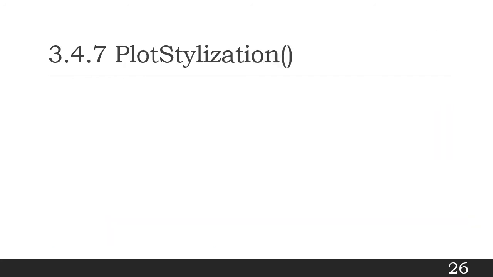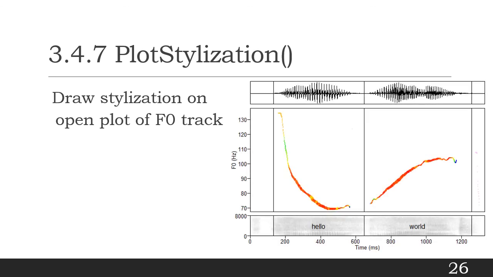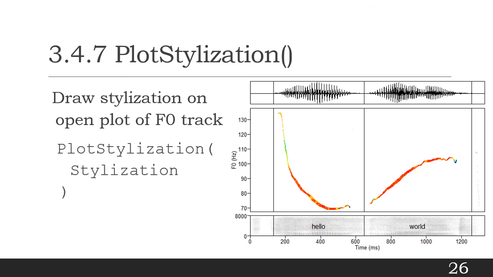This information is only useful if you can plot it and visualize it. And so the next function we'll talk about, and the last one in this tutorial, is plot stylization. It's very simple. It draws a stylization on top of an open plot of an F0 track. So for example, here is the same F0 track, and you would run plot stylization. The object you give R is the stylization object, and then it will create something that looks like this.